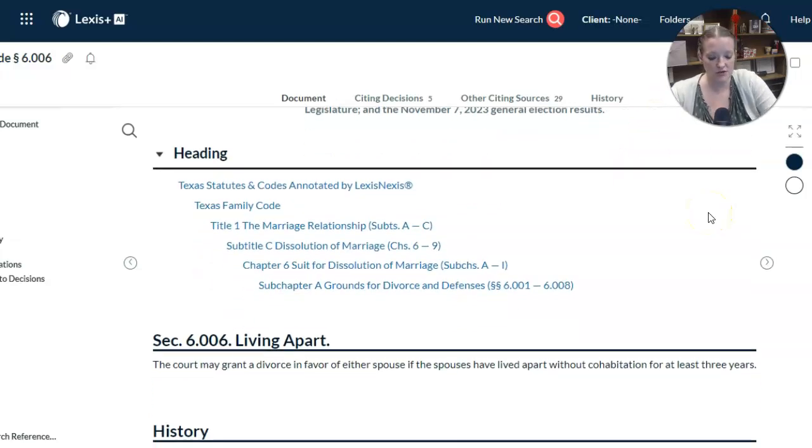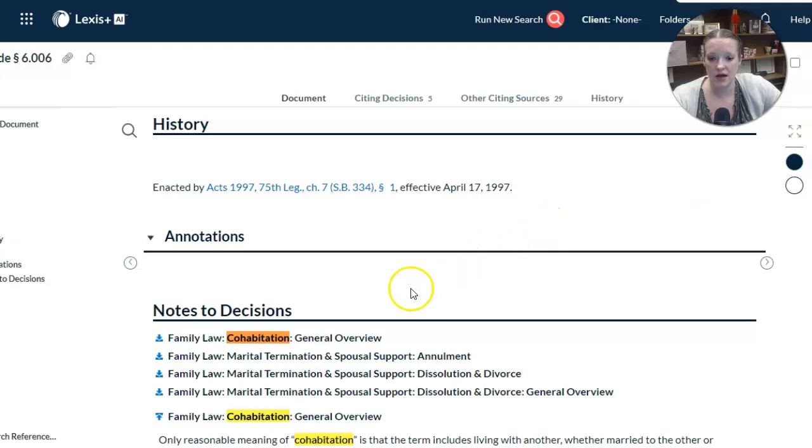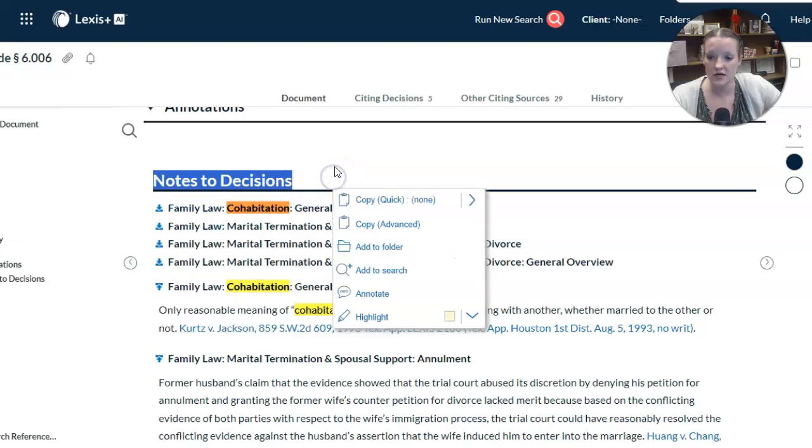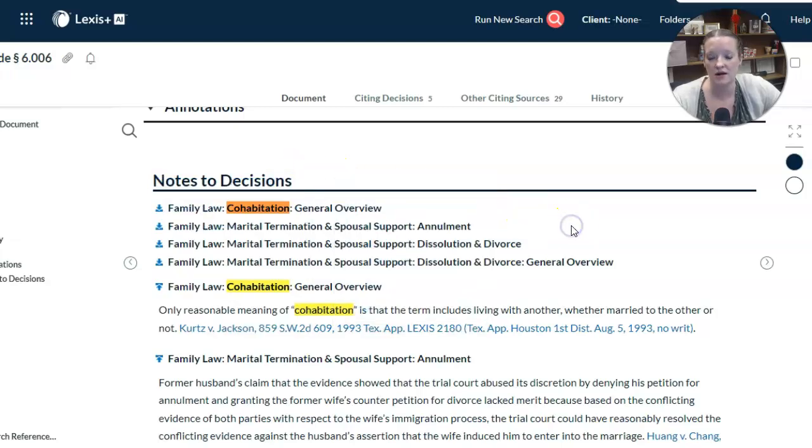So I'm going to just do Command F once again, and I'll do cohabitation and see what I can find here. So our first mention of cohabitation is within our notes to decisions. So we talked about those this semester. You'll recall that a note of decision is similar to a head note, and that it is also a summarization of a point of law from a case.